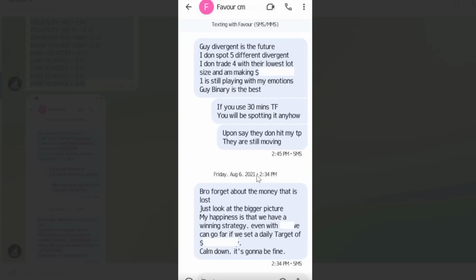Now, this was back in 2021. I think at this point, I already knew how to use smart money concept. So this was what I said to him. I said, bro, forget about the money that is lost. I think we lost a lot of money then. Just look at the bigger picture. My happiness is that we have a winning strategy. This was talking about smart money concepts. Then this was back then in August 2021.